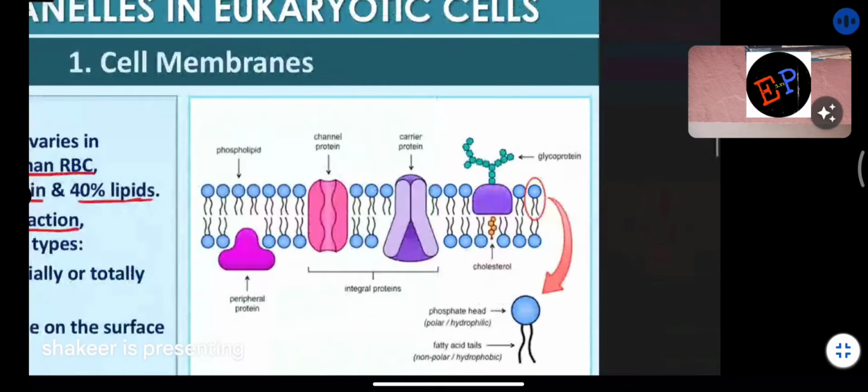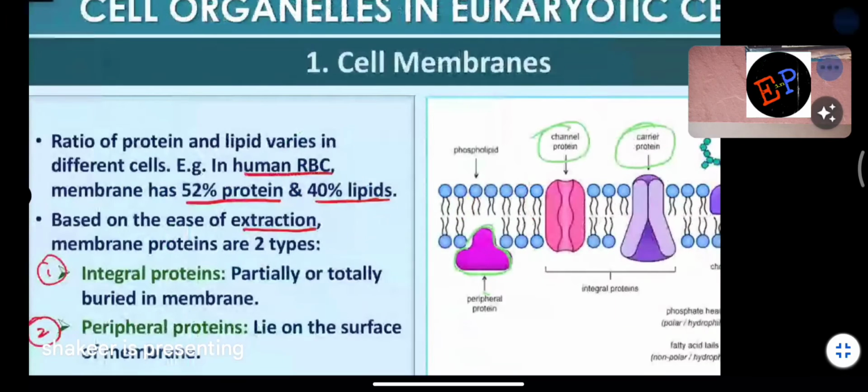So here, the structure which you are seeing is totally a peripheral protein. It is just present on the outer surface or inner surface of this membrane. They are very easy to extract. But these channel proteins and carrier proteins are integral proteins. Integral proteins means they are integrated along with the membrane of the cell, and they are very tough to extract. Clear? So based on that, we are dividing the proteins into two types: integral as well as peripheral.